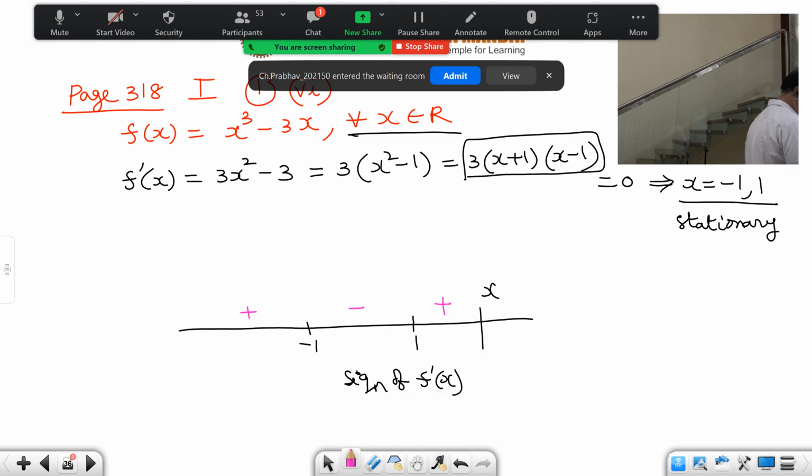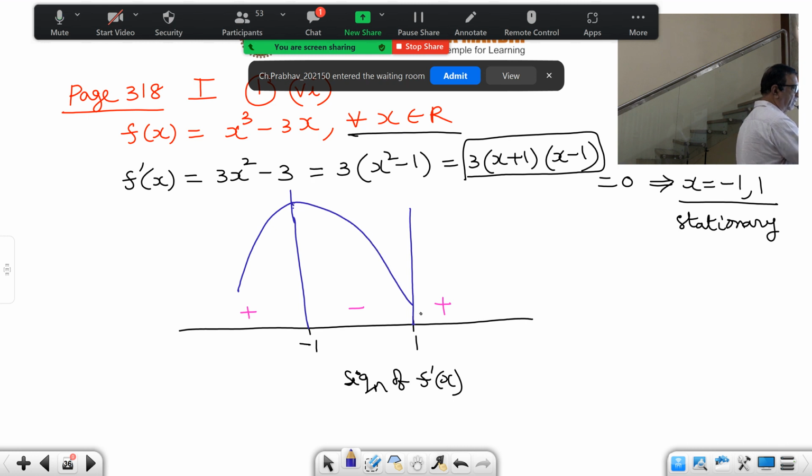Wait just 1 minute. So let us remove this and also this. So at x equal to minus 1, I'll use another color. Before minus 1, the derivative is positive, means it is increasing or decreasing? Increasing. So after minus 1, the derivative is negative, means it is decreasing up to here. Next one, the derivative is positive, so again it is increasing.